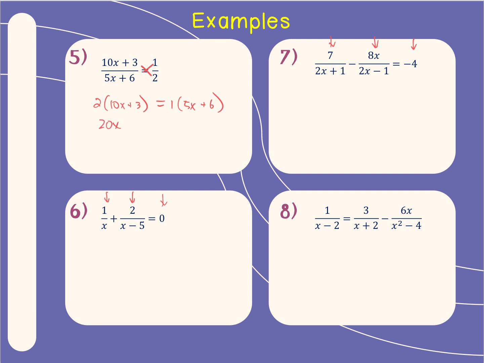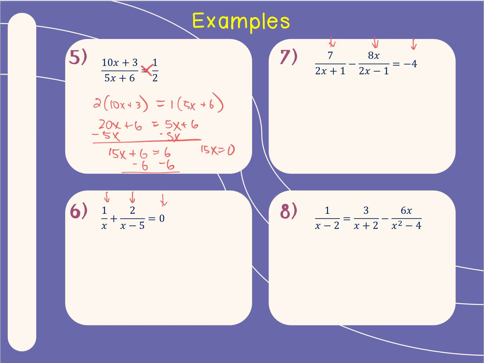So you're going to distribute the 2. So you're going to get 20x plus 6. Over here, you distribute the 1. You're just going to get 5x plus 6. You'll subtract the 5x from both sides. You'll get 15x plus 6 equals 6. Subtract 6. You're going to get 15x equals 0.